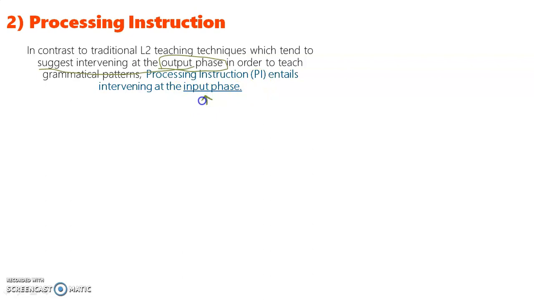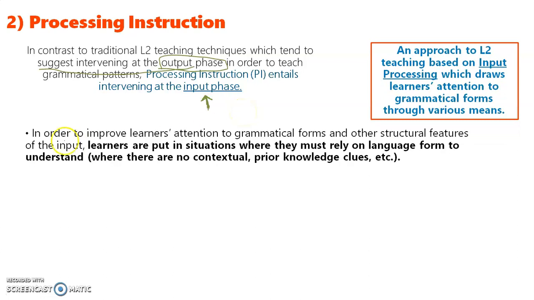Before learners start producing output, the teacher should do certain activities that ensure that the learner has acquired the grammatical form correctly. Not the grammatical, I mean the language form, whatever it is. So, how does it happen? Learners are put in situations where they must rely on language form to understand. That is, it's something that takes some work. The teacher should structure a certain activity that involves language forms.